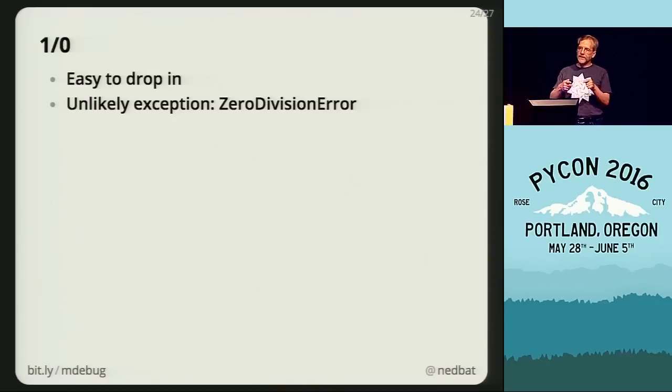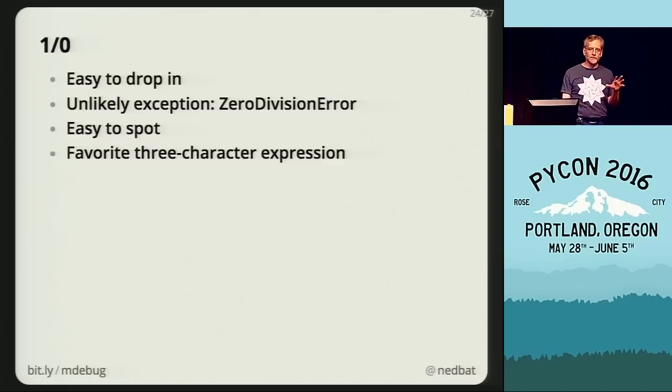So if you put this code anywhere and then you see an actual ZeroDivisionError come out on your console, it's that code that's making it happen. So it's really easy to spot, right? This has got to be my favorite 3-character Python expression. And I'd be glad to hear other candidates for great 3-character Python expressions. I don't think you're going to be able to top 1/0.